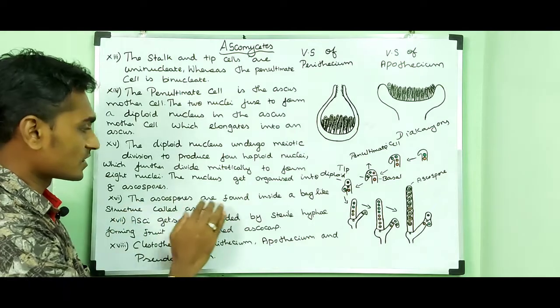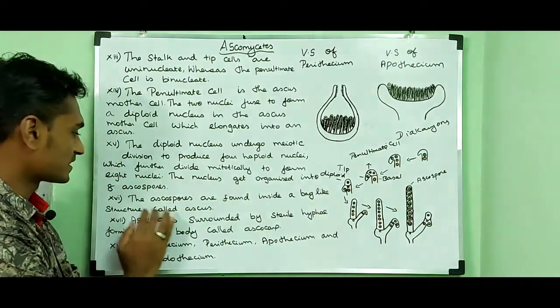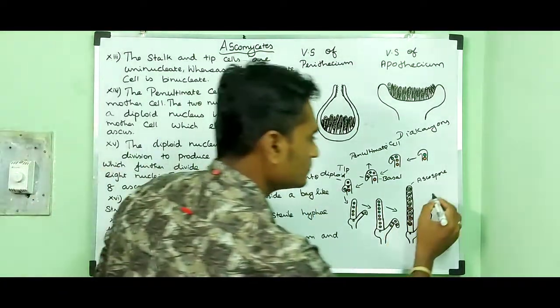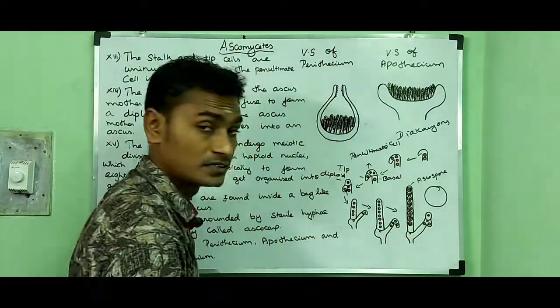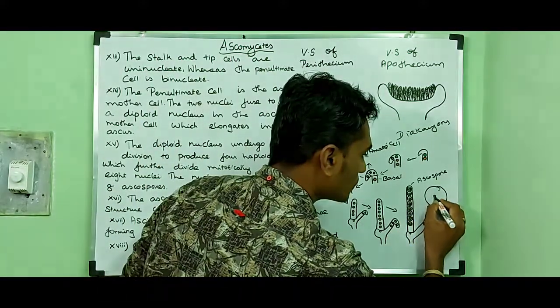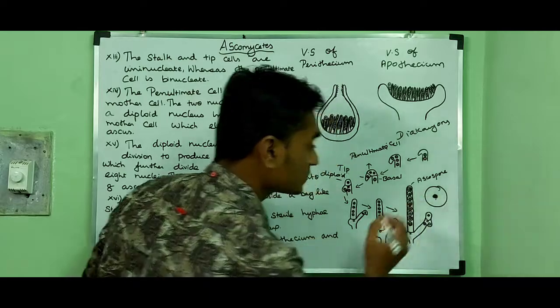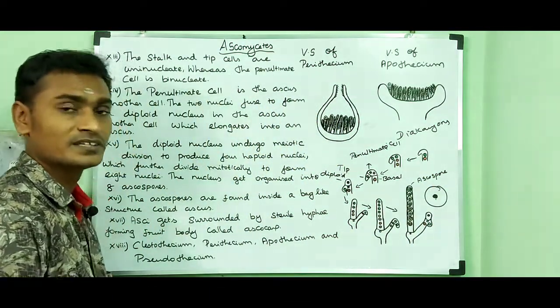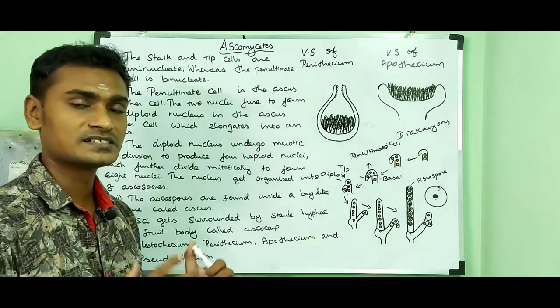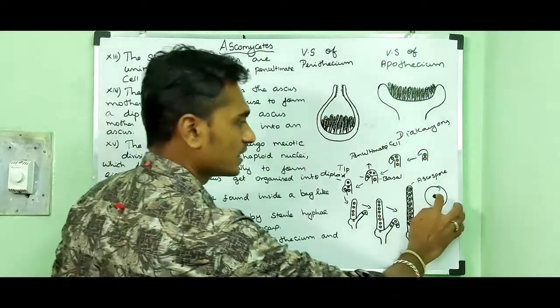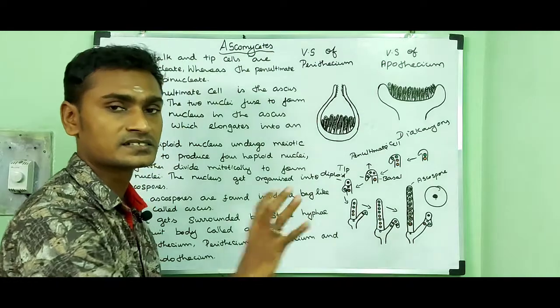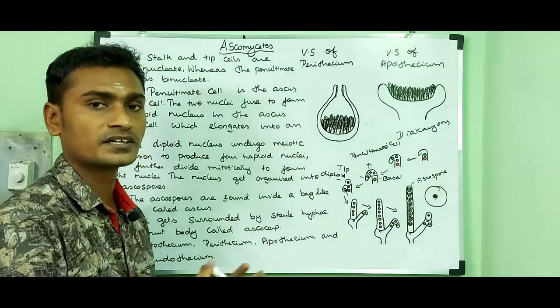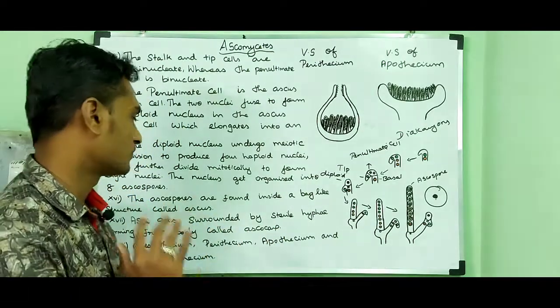The ascospores are found inside a bag-like structure called ascus. So this is an ascospore, present inside a sac-like structure. That is why this fungus is otherwise called sac fungi.